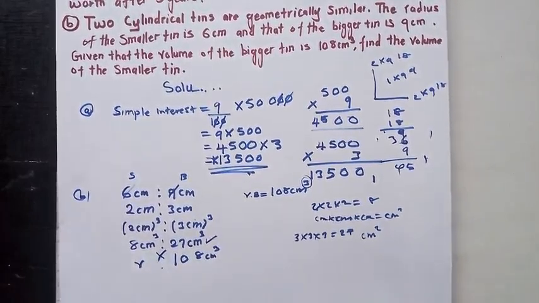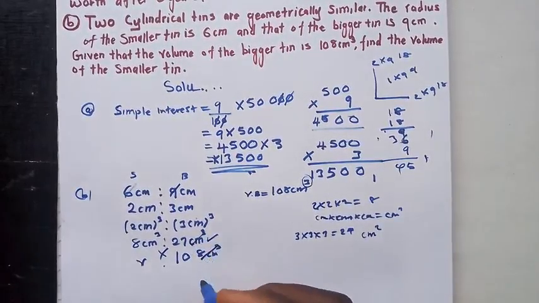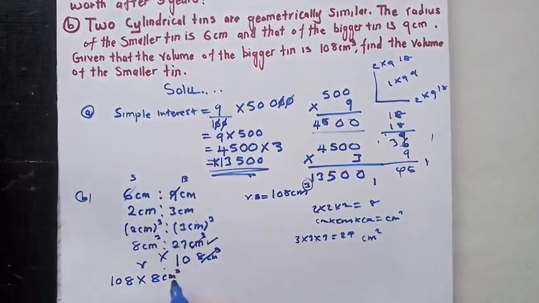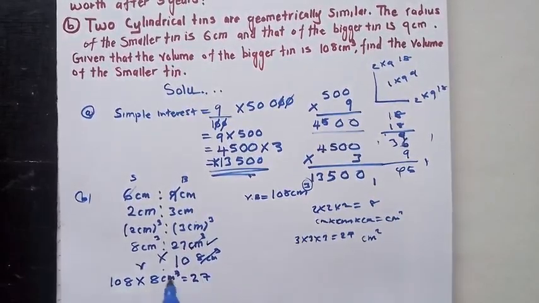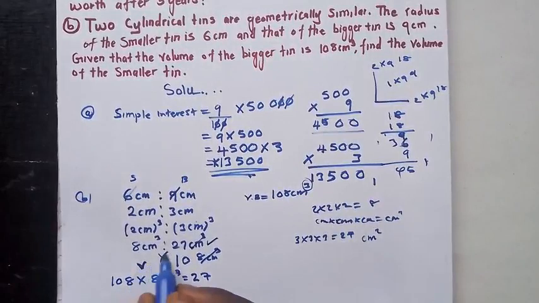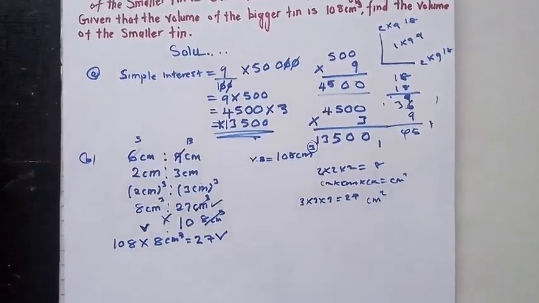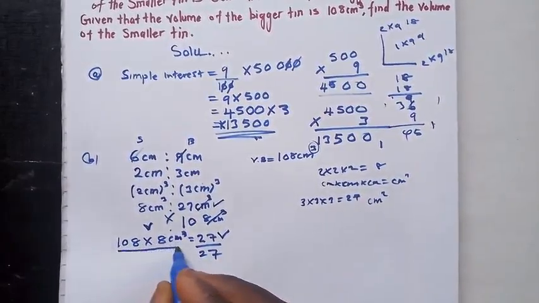So which means here I need to do what? To cross multiply. So I'm going to say centimeters cube and centimeters cube, they are going to cancel each other. So here I'm multiplying 108 multiplied by what? 8 centimeters cube is equal to 27. So in this case here, I'm multiplying V multiplied by what? 27. So I need also to put what? V here. So from there now, I'm going to divide by what? 27. Even here by what? By 27.